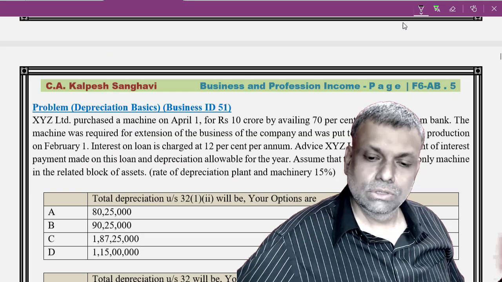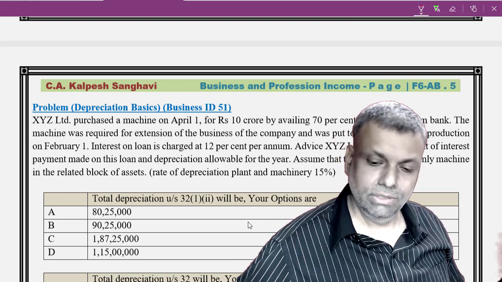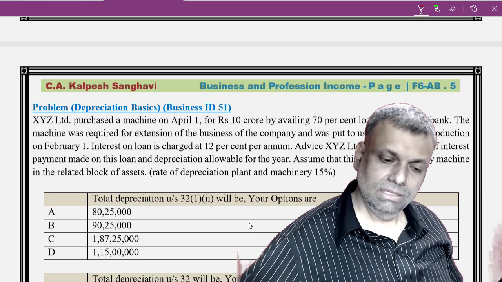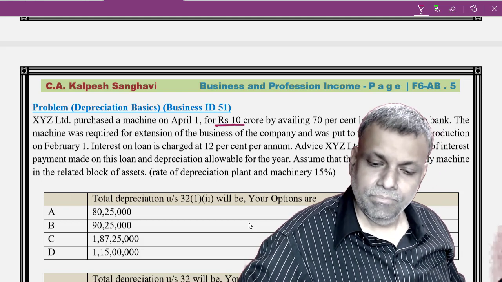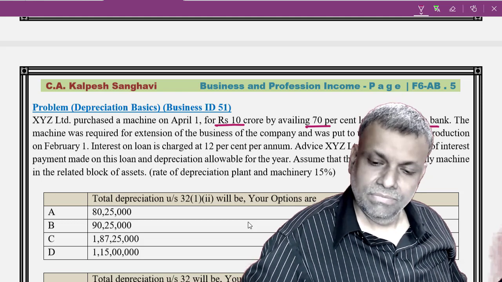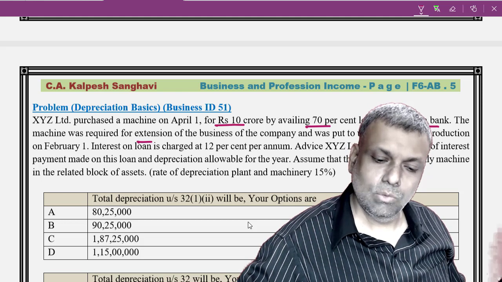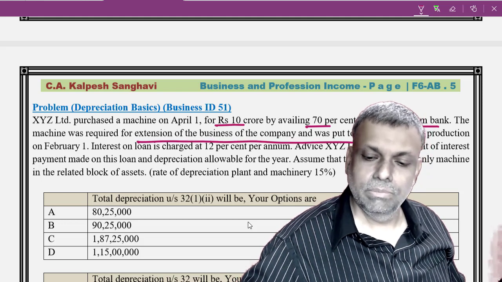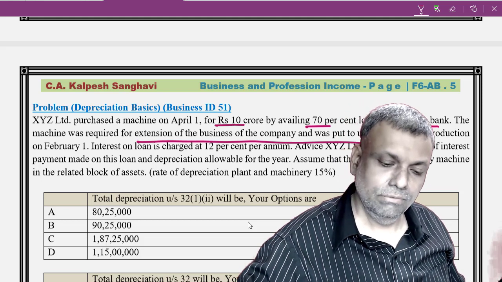Come to this particular question number 51. I've already told you friends that please do question reading by yourself. Now see, in this particular case, you are purchasing some machinery for 10 crores and 70% you have taken as a loan facility. And this machine was acquired for extension of the business of the company and put into effective production and all that. Okay, fair enough. On February 1.